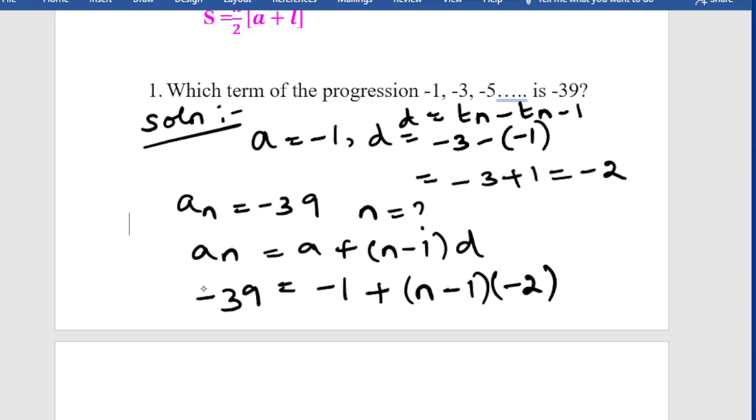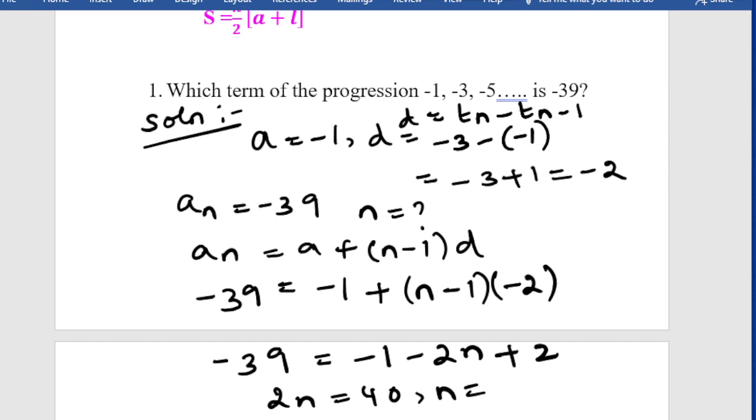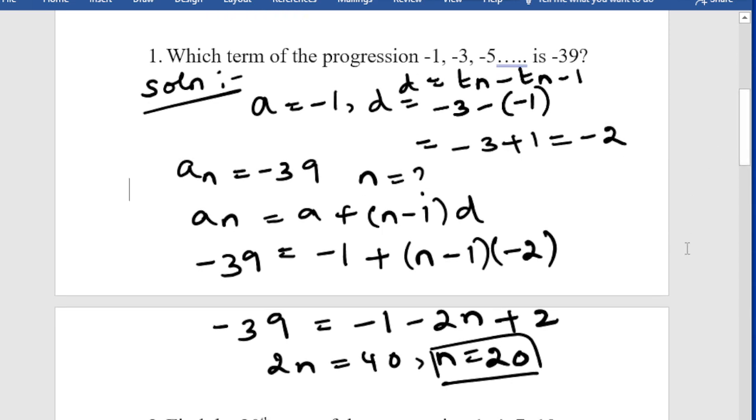Simplifying this, we will get minus 39 equal to minus 1 minus 2n plus 2. Simplifying, we get 2n equal to 40. So from this n is equal to 20. So minus 39 is the 20th term for the given progression. We got n is equal to 20. So in the given progression, minus 39 is the 20th term.